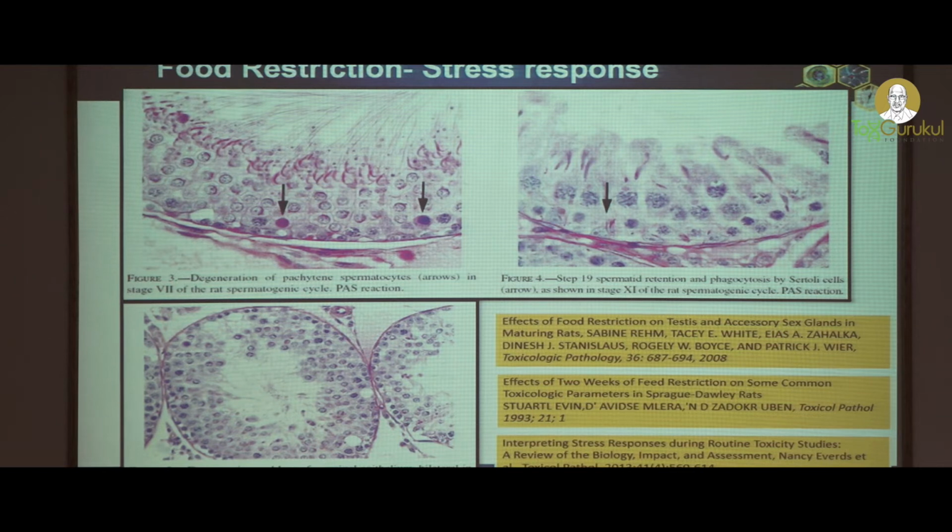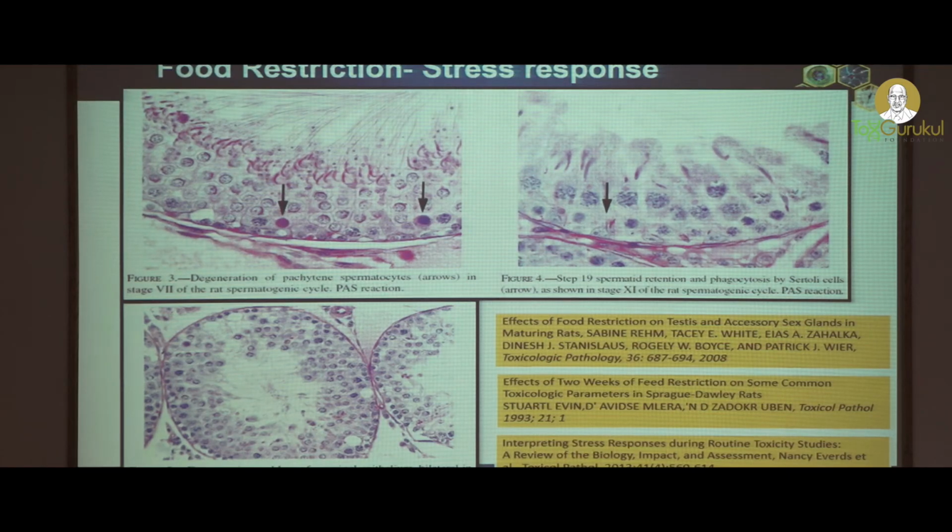In the testis, the first thing that you may see if diet restriction happens for any reason, including the toxicity of the compound on other organs, is the loss of pachytene spermatocytes. If continued, you may also see spermatid retention from the previous cycle. Eventually, if the diet restriction continues for a very long time, then you may see tubular degeneration, atrophy, vacuolation, and many other changes that you normally see as a test article related effect.